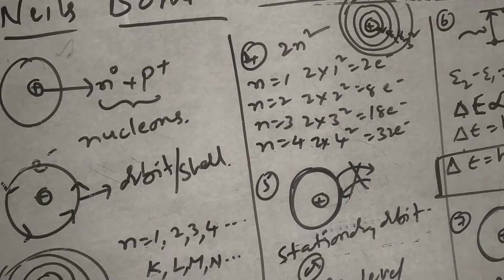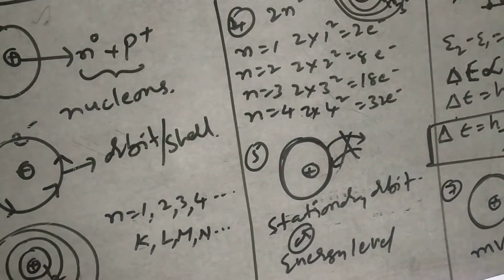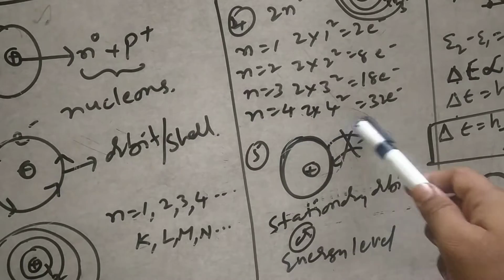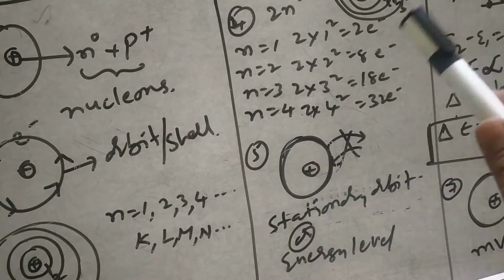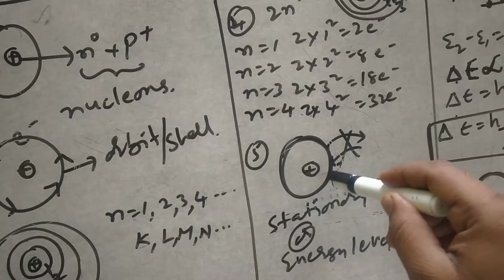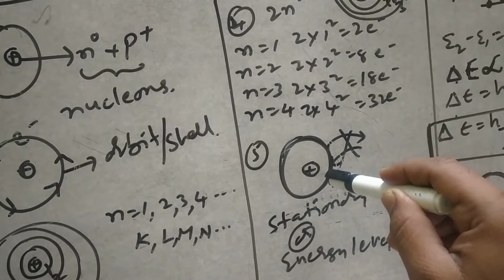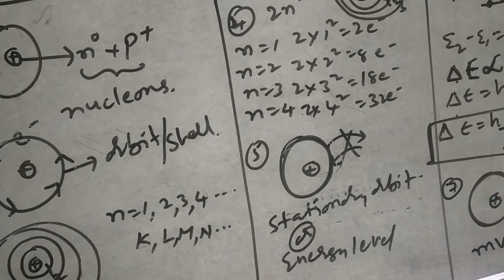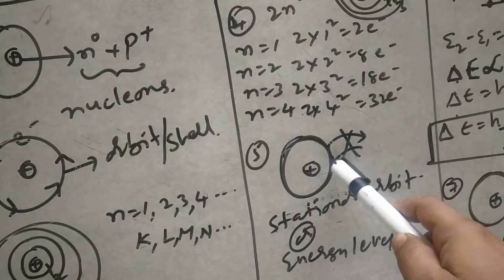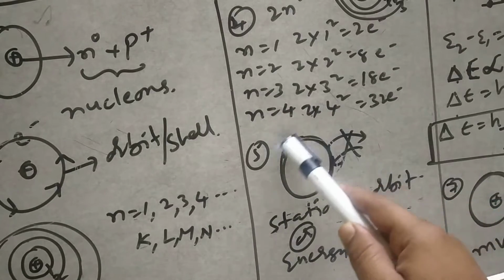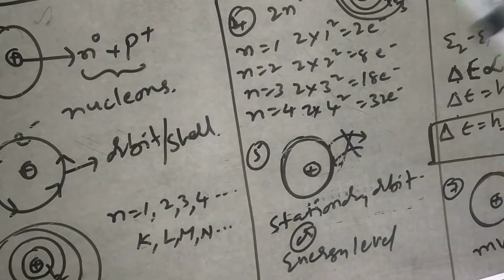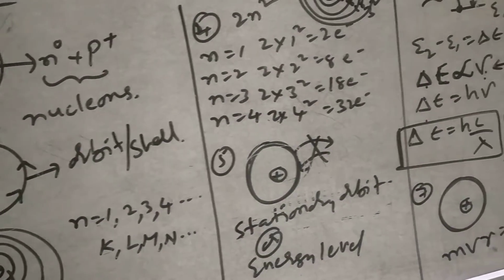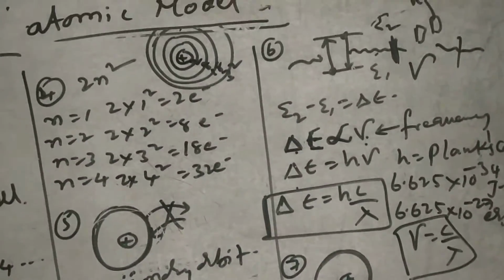Then, fifth point: as long as electrons revolve round the nucleus, they neither lose nor gain energy. Why? The energy of the orbit is quantized, meaning fixed. So this orbit is known as a stationary orbit, so it cannot lose or gain energy. These are known as stationary orbits, stationary shells or energy levels.